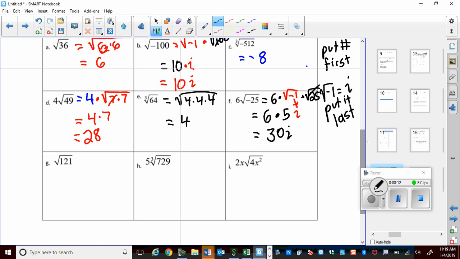For G, this equals the square root of 11 times 11, or just 11.